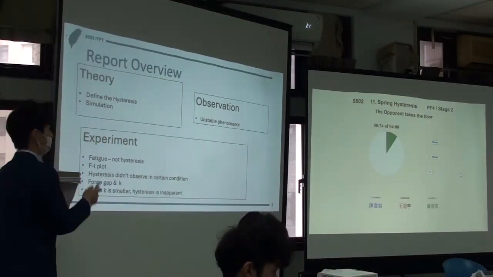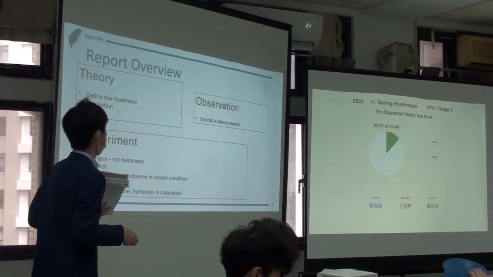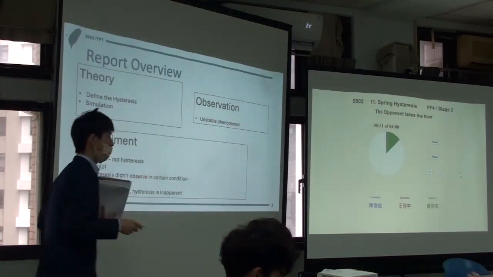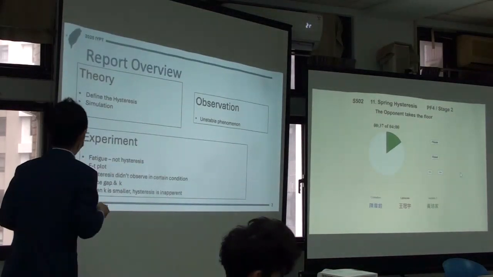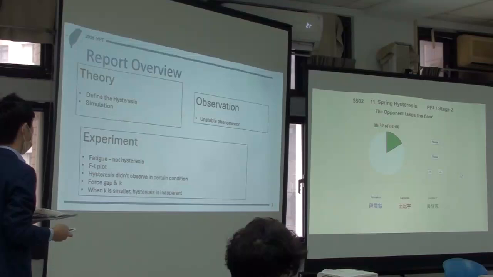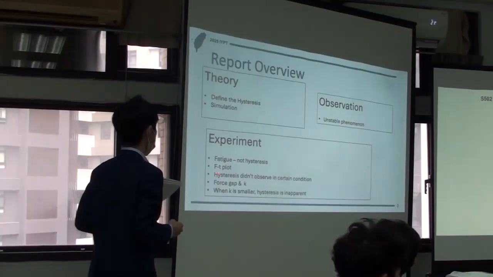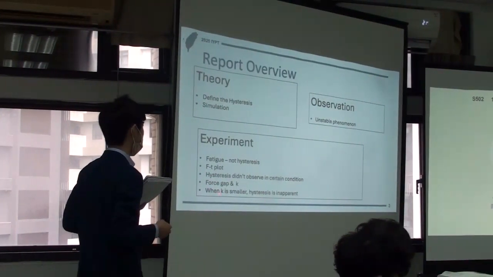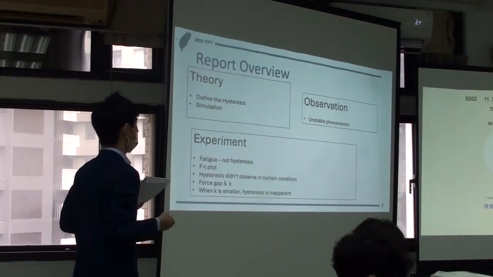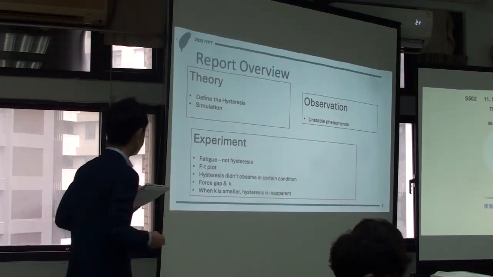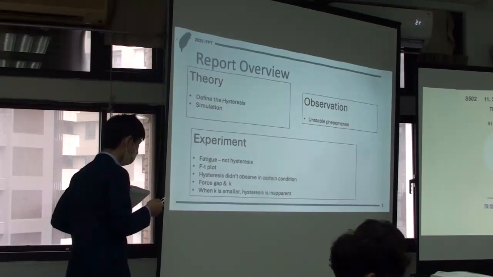In the theory, they define the hysteresis phenomenon and do a simulation of it. In the observation, they observe some unstable phenomenon at certain points. In the experiment, there might be some fatigue, and they do the XT plot, and there is some force gap. Hysteresis was not observed in certain conditions, like when K is too small: if K is smaller, hysteresis disappears.